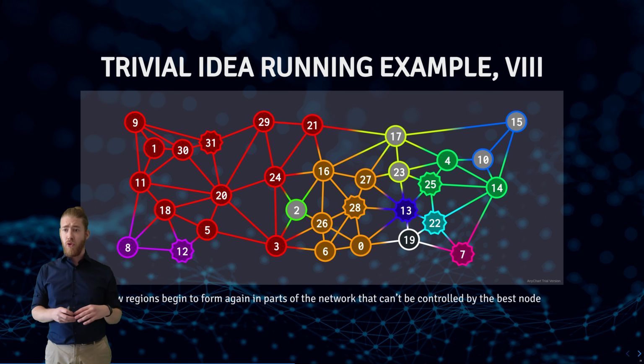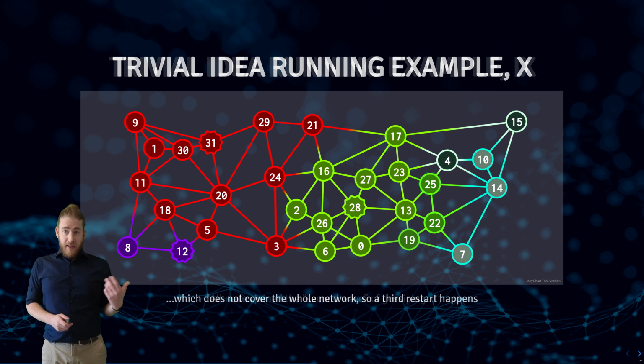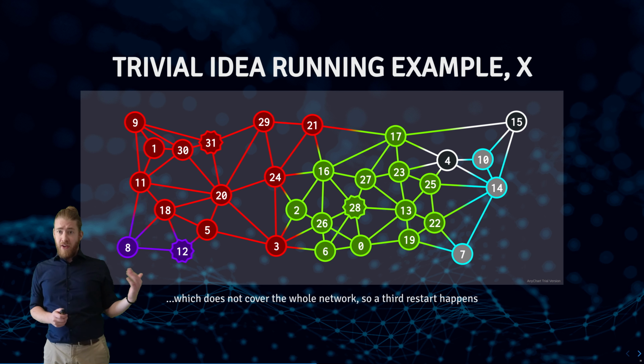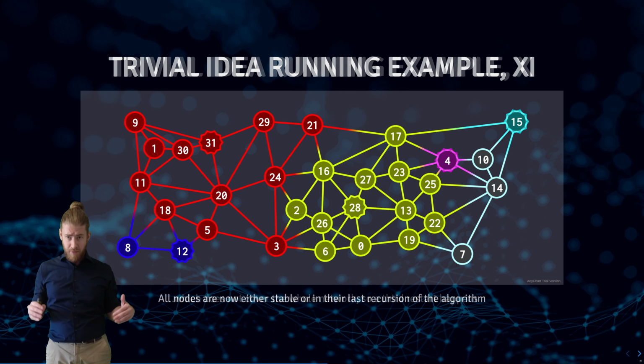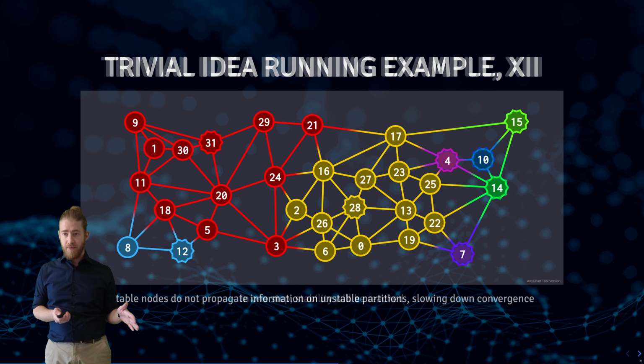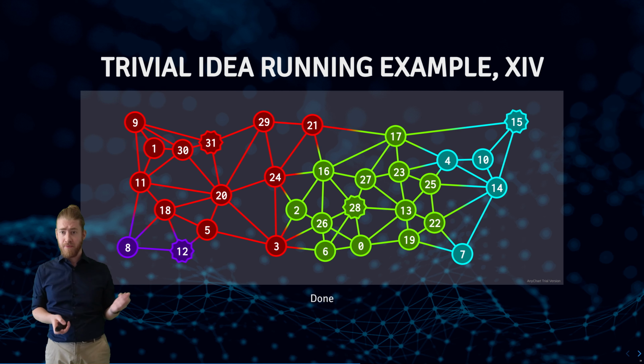At some point, all nodes have the information of the best leader and are computing the next best of the area claimed by the first leader. Yet again, the second best leader area is limited, thus a network segmentation restart happens, which leads to another iteration, until we finally converge in 14 steps.